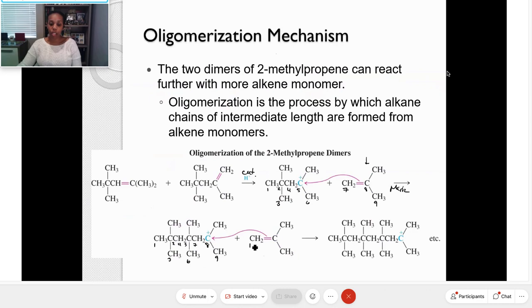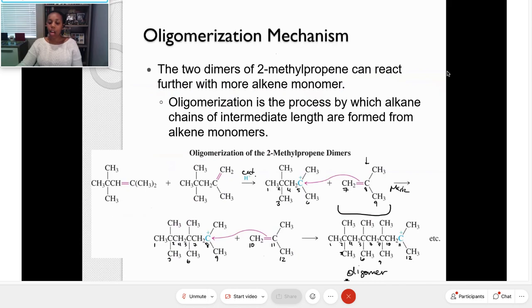We can bring in another one. We'll call this 10, 11, and 12. So 1, 2, 3, 4, 5, 6, 7, 8, 9, 10, 11, and 12. We can keep doing that exact same reaction, bringing in another one of these and reacting with the carbocation, and then making another carbocation, bringing another alkene, reacting that, bringing another alkene, and we are elongating the chain. So here we've added 4 of these monomer units. So at this point, we just call this an oligomer.